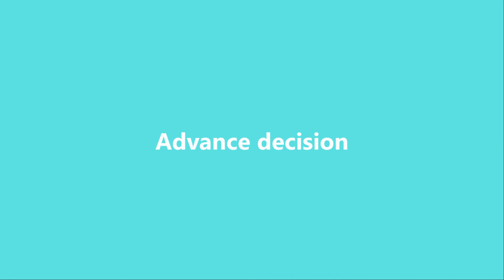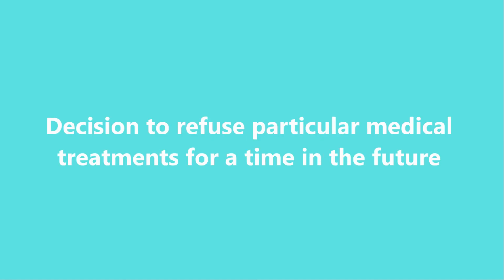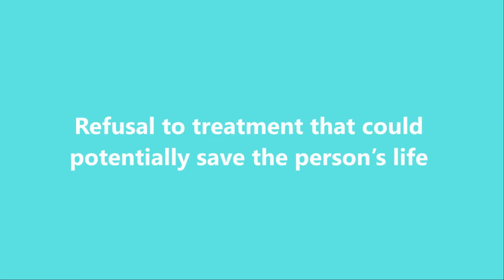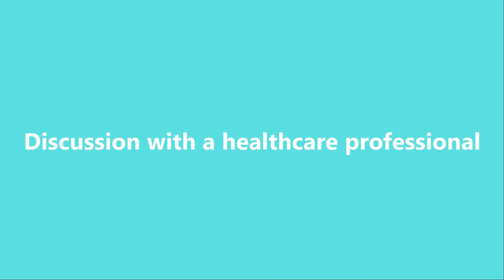It is worth knowing about advanced decisions. A competent adult can make a decision to refuse particular medical treatments for a time in the future when he may not be able to make such a decision. This is known as a living will. This includes refusal of treatment that could potentially save the person's life, such as ventilation and cardiopulmonary resuscitation, CPR. Advanced decision needs to be discussed with a healthcare professional. Patients can change their mind and review their decision. If a patient refuses treatment and then decides that they want to go for treatment, they need to be aware that they can do so.